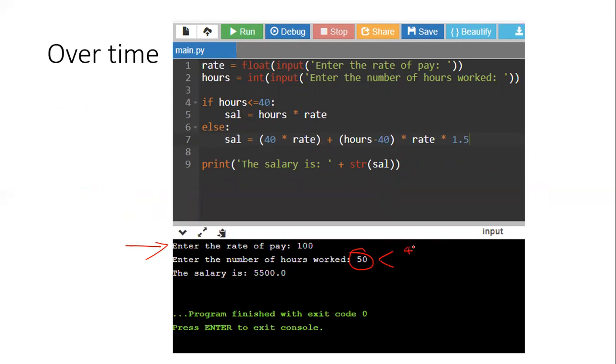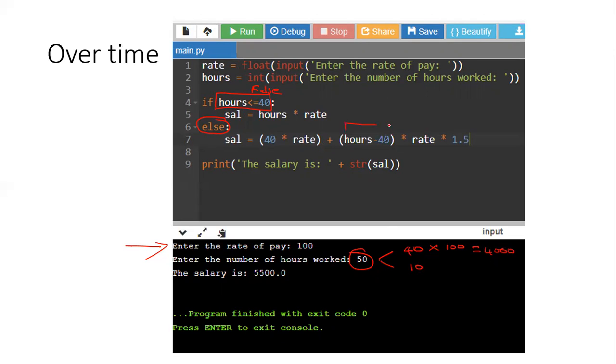Remember, that's the 40 hours normal plus the 10 hours that are overtime. So when I check my condition, is 50 less than or equal to 40? The condition is false. So I go immediately into the else. The first 40 hours are multiplied at the rate, in this case 100. That's going to give me 4,000.